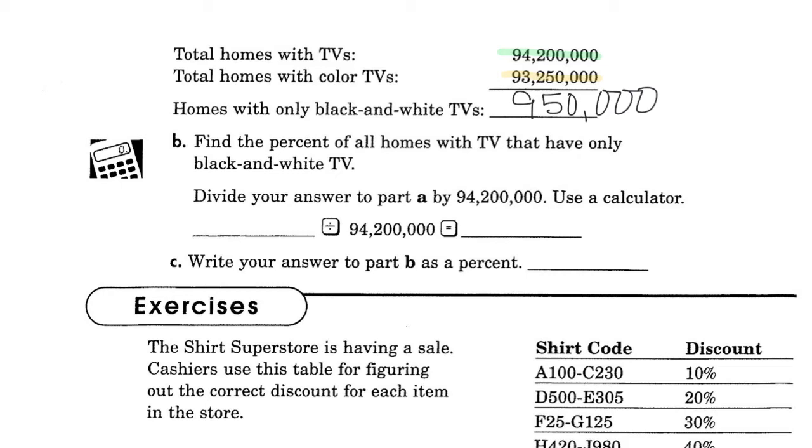So it says find the percent of all homes with TVs that have only black and white TV. So we have to take that number, the 950,000, and divide by 94,200,000 on our calculators. And when we do that, we get 0.010. Now, remember to find a percent, you move it 2 places to the right, and that's where your percent is, and it's 1%. So 1% of the televisions is black and white.